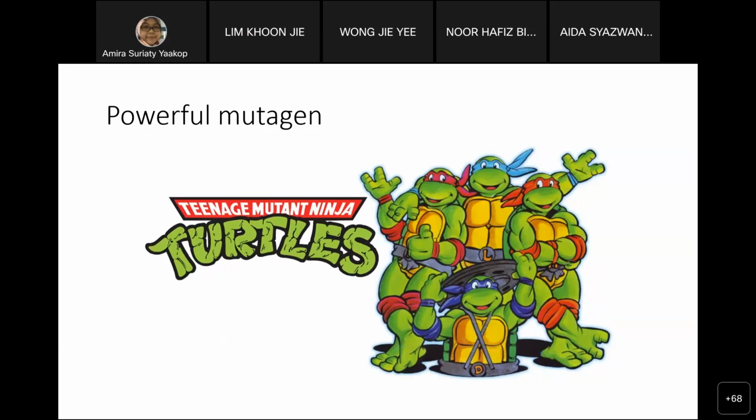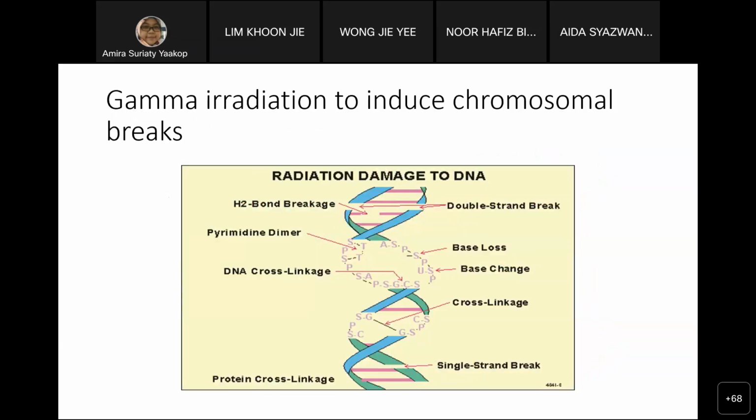All right. Okay. So basically, it's because of a strong mutation that caused them to become like that. That is some of the examples of powerful mutation that can cause turtles to become like humans. Okay. They can speak and whatever. All right. So some other example of normal mutation is gamma irradiation that induces chromosomal break.